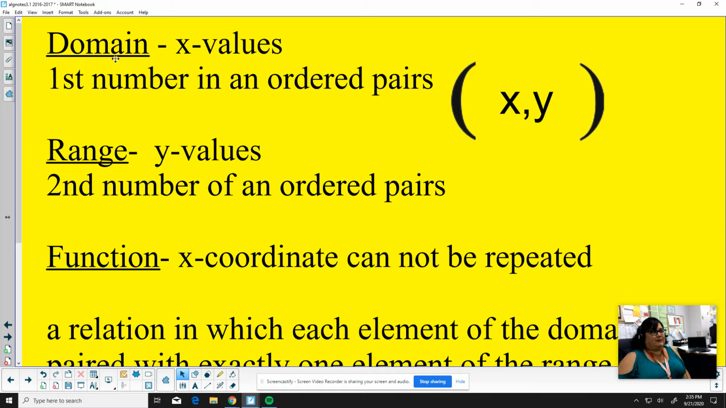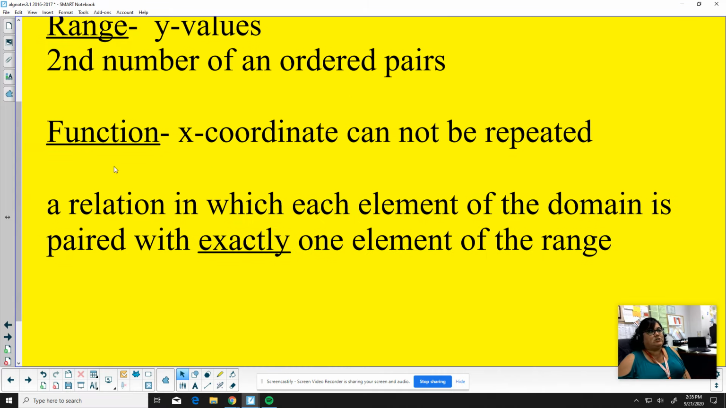So a domain is all the x values, especially if you have a list of them. It's the first number in the ordered pair or pairs. Range are the y values, the second number in an ordered pair. A function is a relation in which each element of the domain is paired exactly with one element of the range. So when you're looking at a relation or a table or a graph, what you're looking for is that all the x coordinates are different. None of the x's can repeat, and then it's a function.